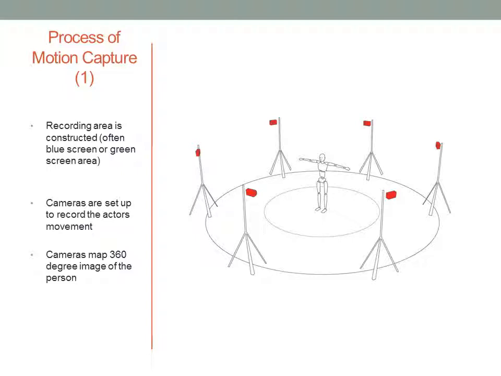Firstly, a studio or designated recording area is set up and fitted with cameras, ranging anywhere from 8+ depending on the size of the project. These cameras are used to record the actor's movements.